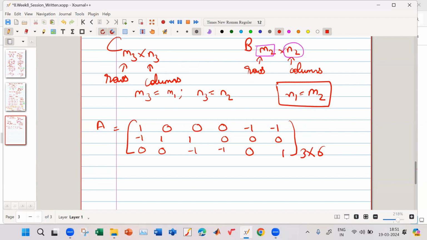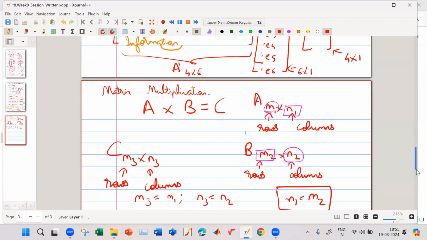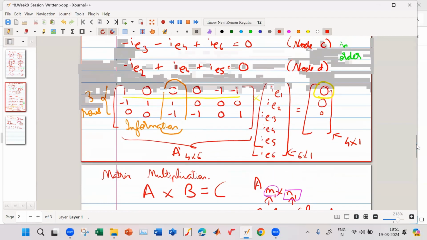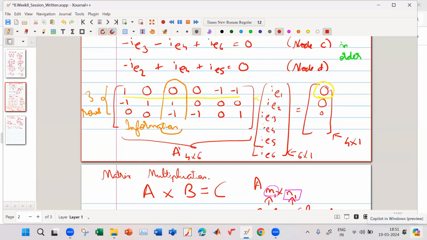So any doubts in this till now? No doubts? Hope this matrix thing is clear.